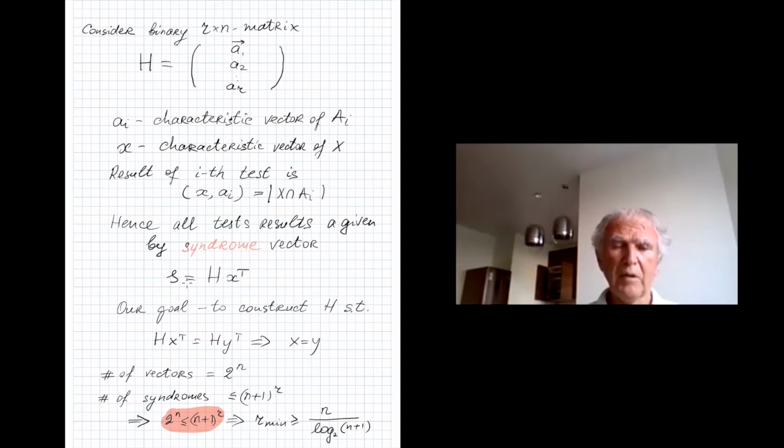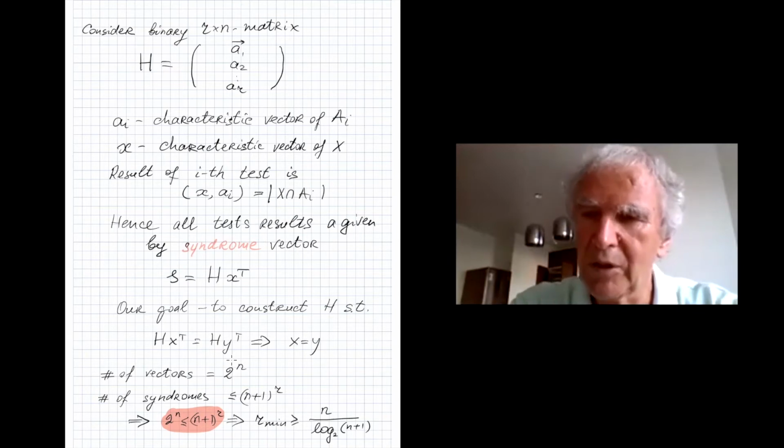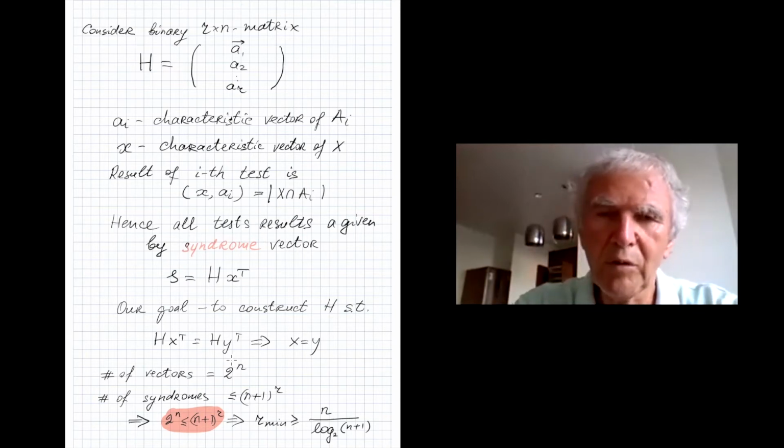So let's have a look first at what I will call the Renyi problem or counterfeit problem, when I have no restriction on the weight of my vector x or on the cardinality of the unknown set X. So I would like to establish a lower bound on the minimal number of questions, so the lower bound on the number of rows in my matrix H.